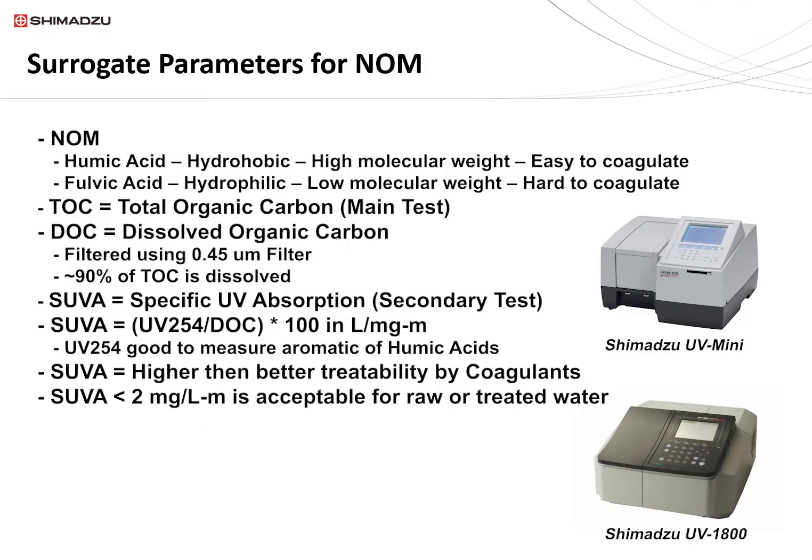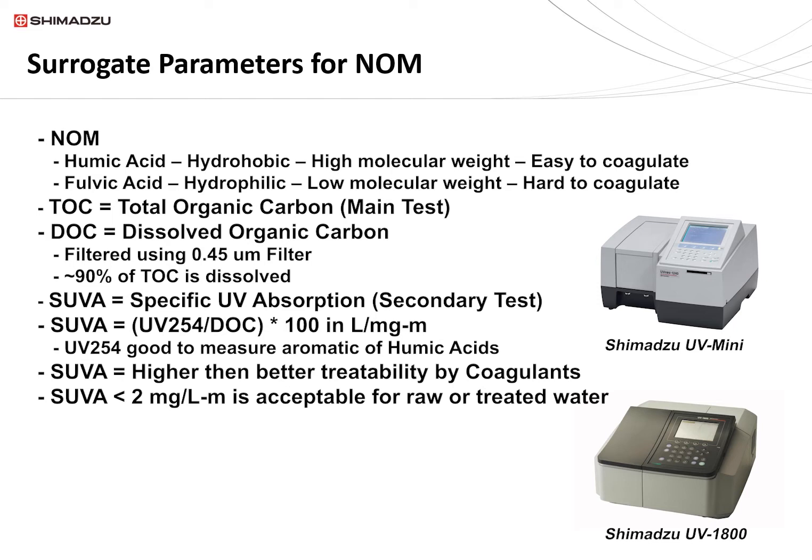NOM is mainly humic acid and fulvic acid. Humic acids are hydrophobic, or water-hating, while fulvic acid is hydrophilic, or water-loving. Thus, this affects the coagulation process, as humic acids are easy to coagulate and fulvic acids are hard to coagulate. To measure the NOM before and after the coagulation process, the surrogate parameters of TOC, DOC, and SUVA are used.